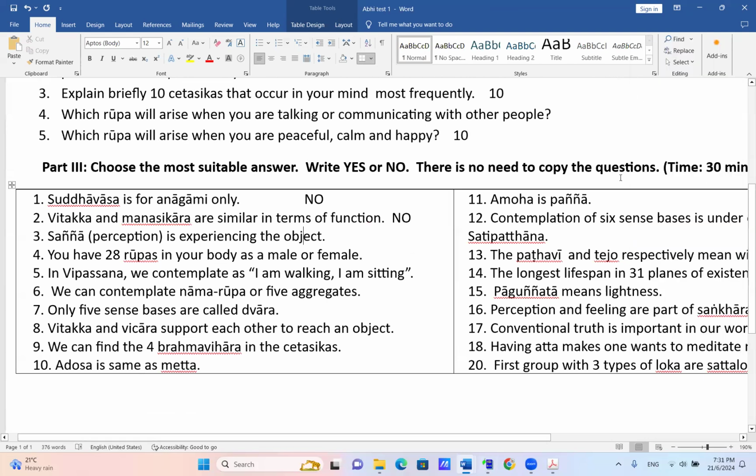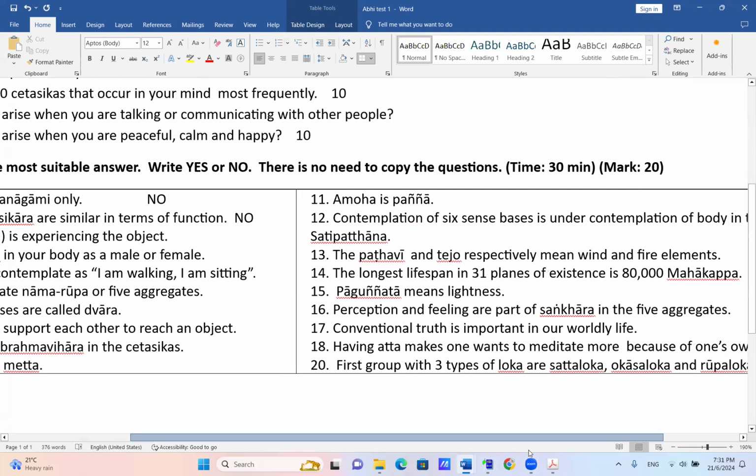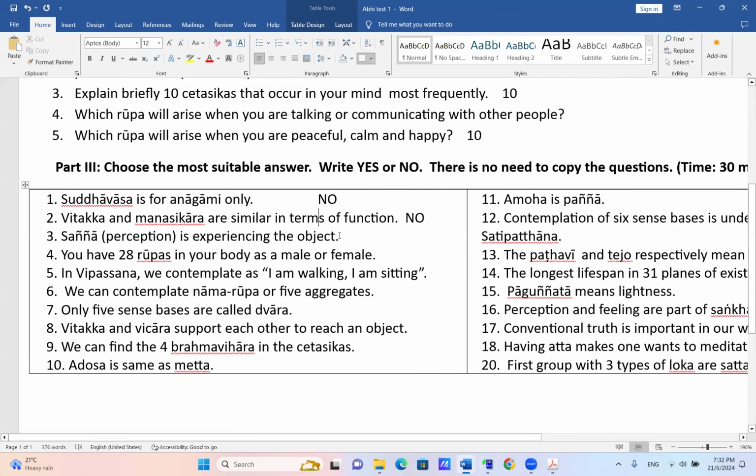What's the mark here? The mark is 20. So I made a mistake here, I left out the number 19. Anyway, each question is 1 mark. Right, so the answer is no, because the answer is not sanya. The answer is actually Vedana, feeling.